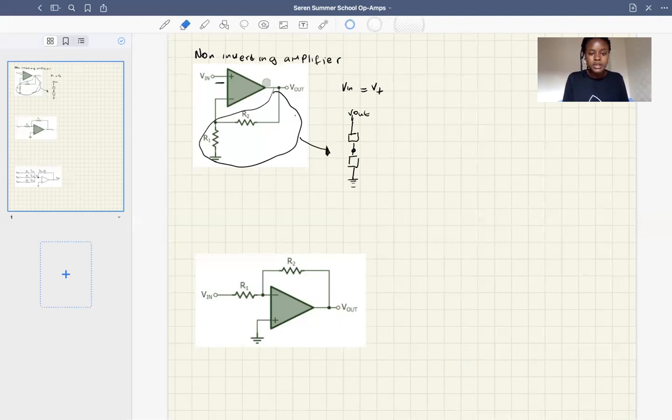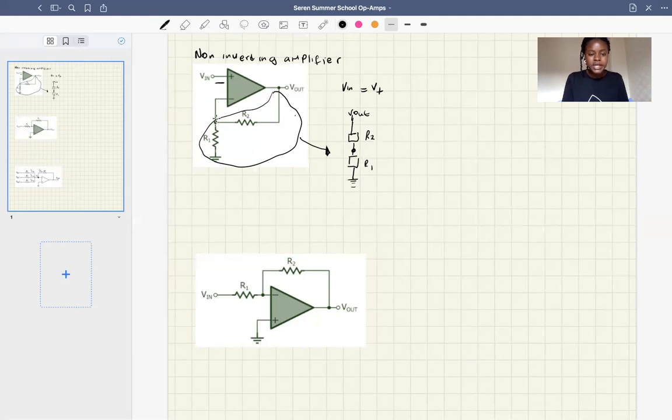So just going to rub that out to avoid any confusion. Right, so we've got something that looks like this. This is R2, this is R1. We want to find out the relationship between V in and V out, just to remind us of what we're doing.